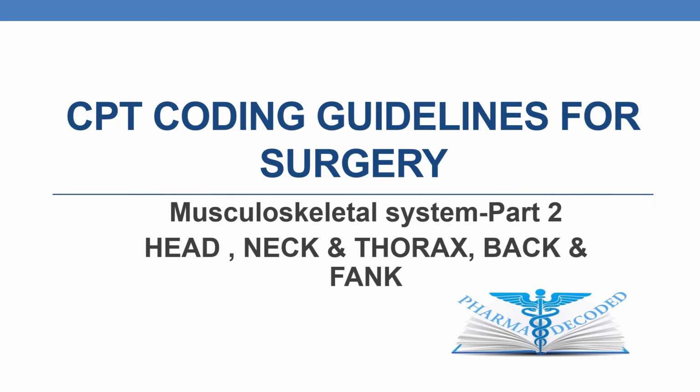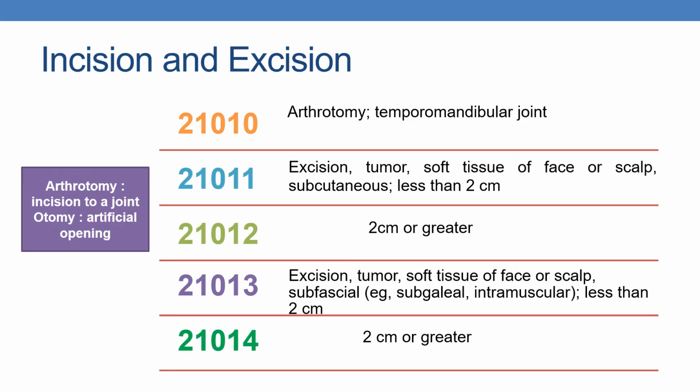Hello everyone, now let us discuss CPT coding guidelines for surgery, musculoskeletal system part 2. In the current session, we will be focusing on the CPTs of head, neck and thorax, back and flank. Now coming to the CPTs of head. The first CPT is 21010 which deals with arthrotomy of temporomandibular joint.